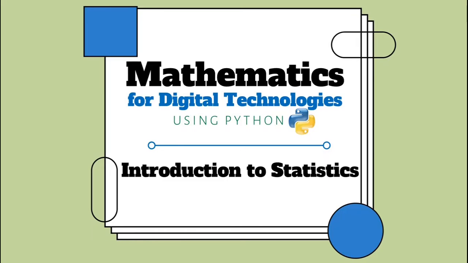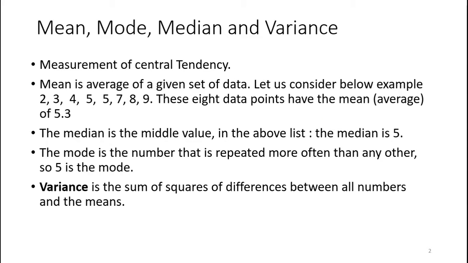Now, let's talk about a few things that are used to describe what type of data we have. Mean, mode, median, and variance are terms that describe a measurement of central tendency, like where the data is leaning towards. Mean is the average of a data set. Like for instance, in this example, we have a certain data set between 2 and 9. So the range of this data set will be 9 minus 2, which is 7.